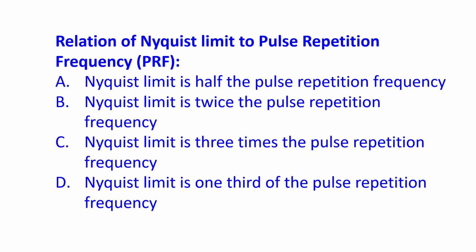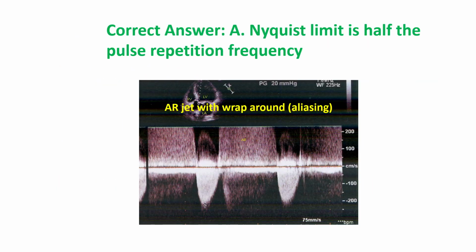Relation of Nyquist limit to pulse repetition frequency, PRF: A, Nyquist limit is half the pulse repetition frequency; B, Nyquist limit is twice the pulse repetition frequency; C, Nyquist limit is 3 times the pulse repetition frequency; D, Nyquist limit is 1/3 of the pulse repetition frequency. Correct answer: A, Nyquist limit is half the pulse repetition frequency.